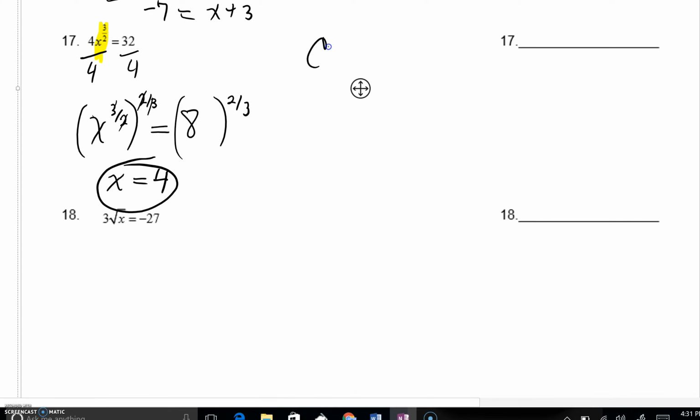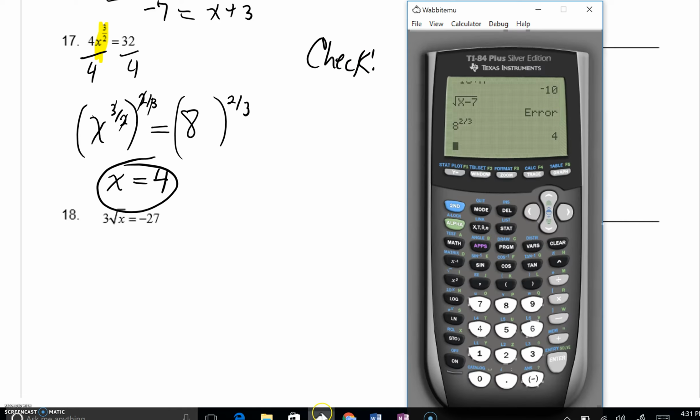To do a check means let's see if this works. If there is an answer to this problem, it's 4. But we are wondering something even far more complicated. Is there an answer at all? Hit 4, store that in for x.